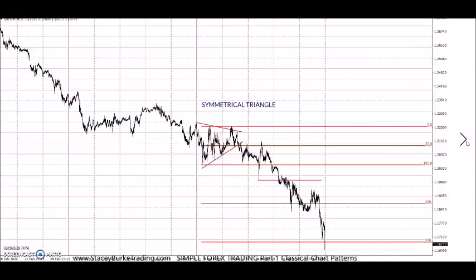An example on the pound Swiss of a symmetrical triangle this week, continuing the move down. Again, market's been trending strongly down, somewhat of a rectangle formation dropping down and giving us a symmetrical triangle before breaking out on Tuesday, Wednesday to continue that move down.